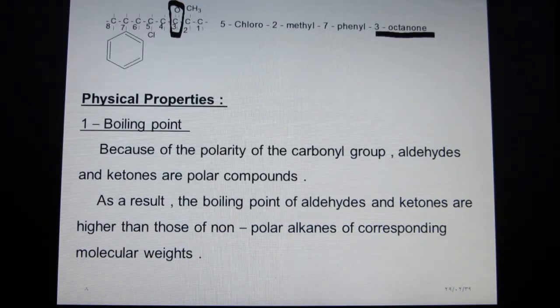If we want to arrange it alphabetically, we must start with C. C is at position number 5, it is called 5-chloro. M, methyl, is at position number 2, it is called 2-methyl.